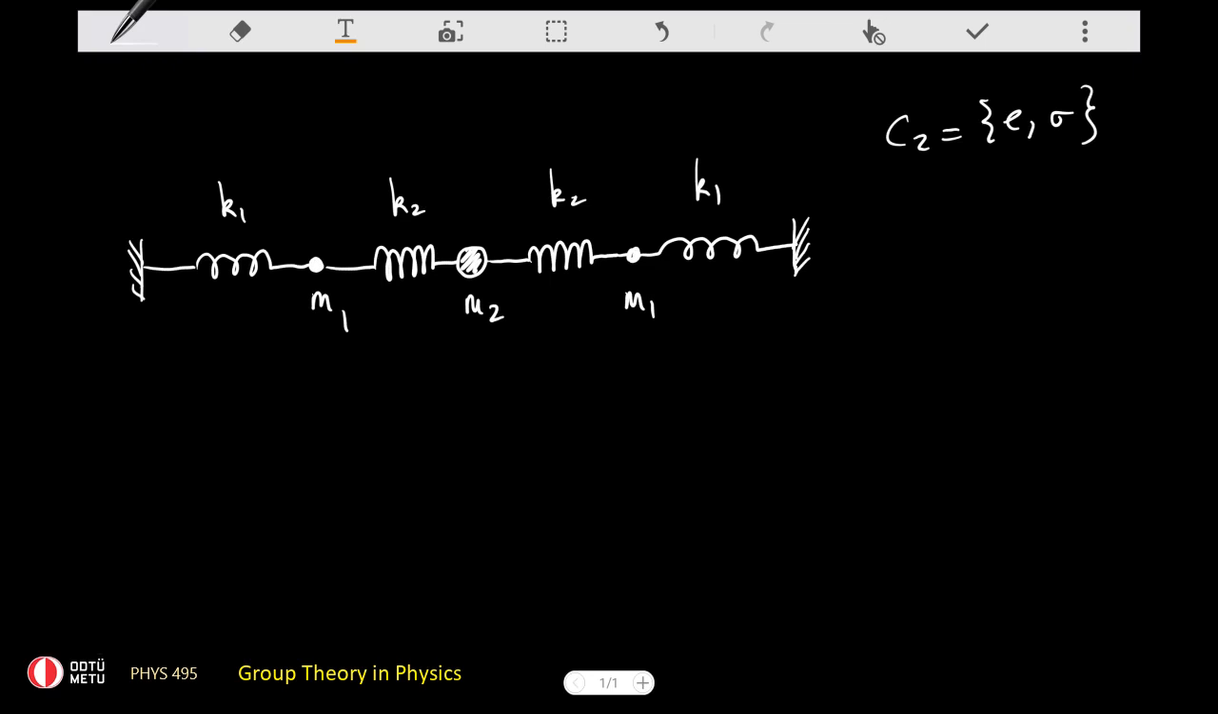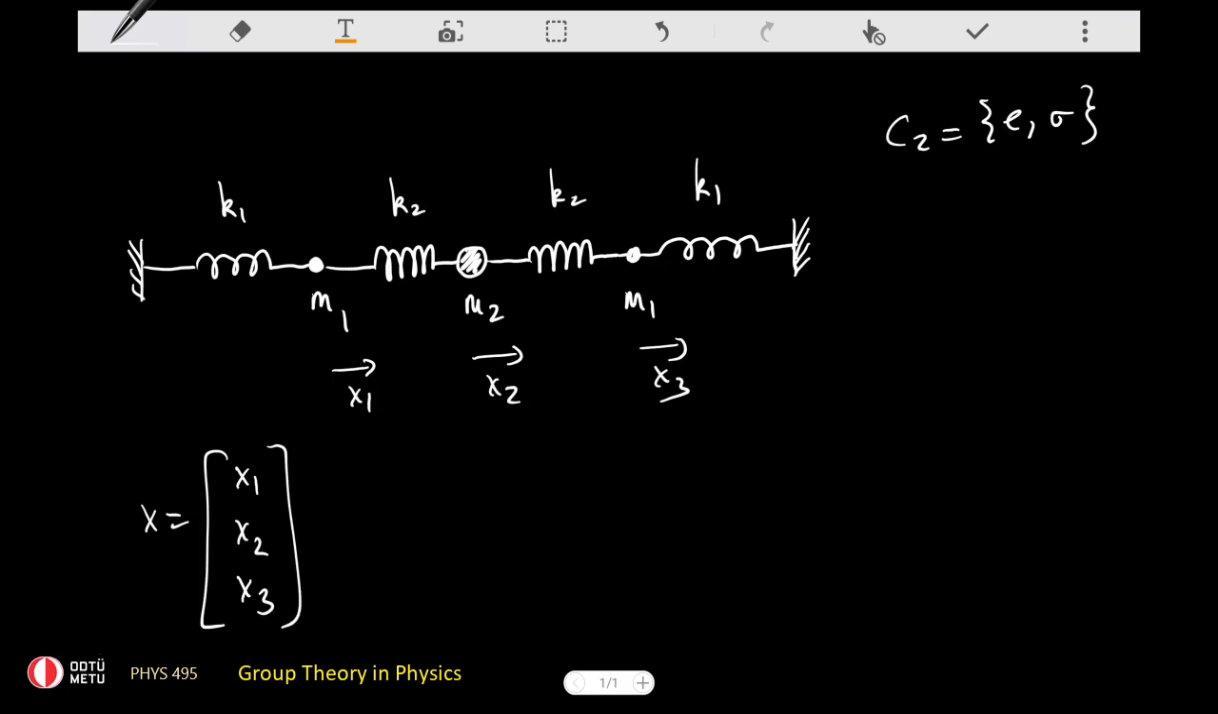We have a vector space formed from the coordinates of basically displacements of all of these three objects. So I'm going to call them x1, x2, x3. So we have a vector space of 3 dimensions. As a result, we have a 3-dimensional representation, so this is in R3. So we have a representation A, basically A is a representation from the group to the 3 by 3 matrices.